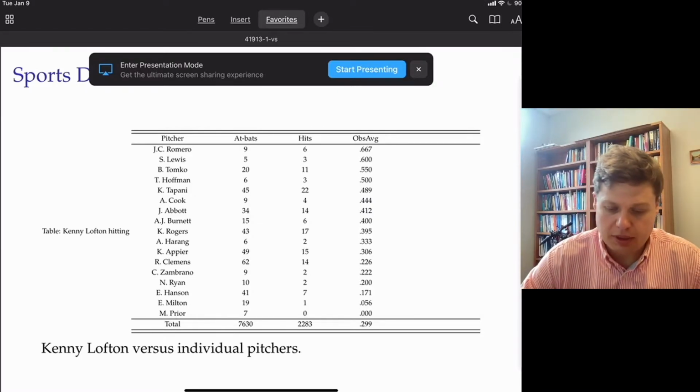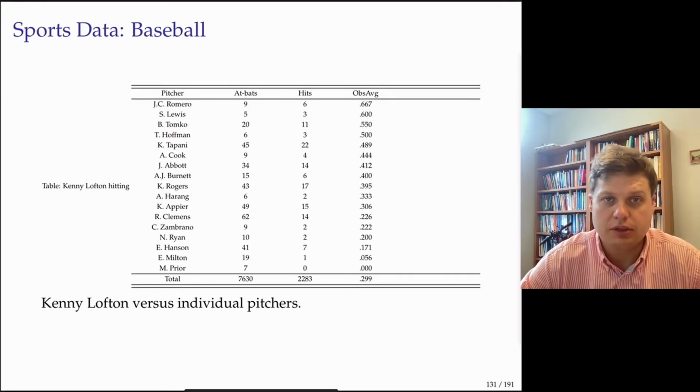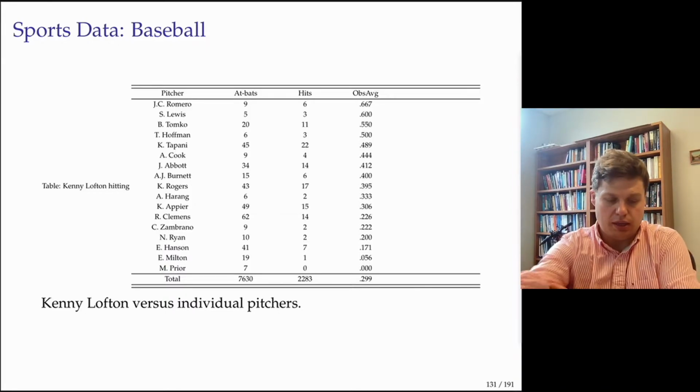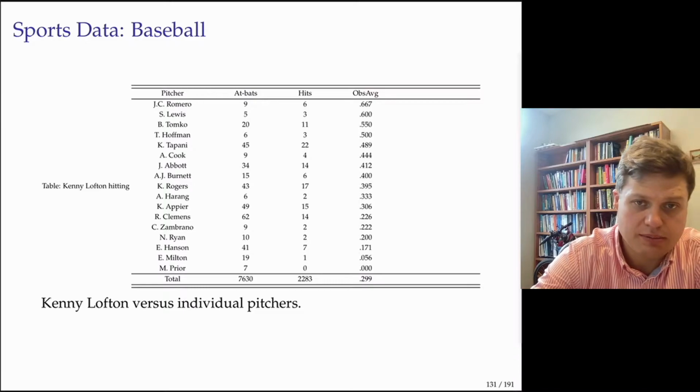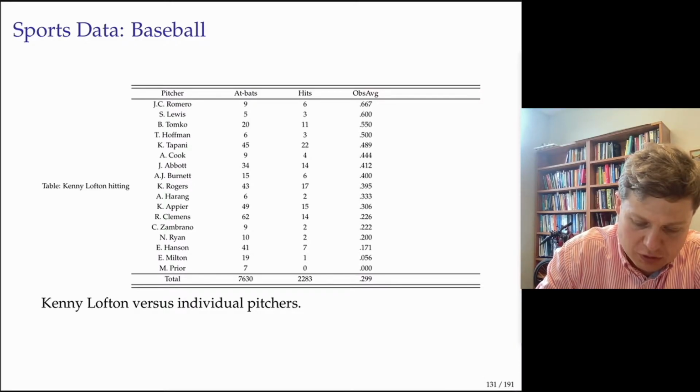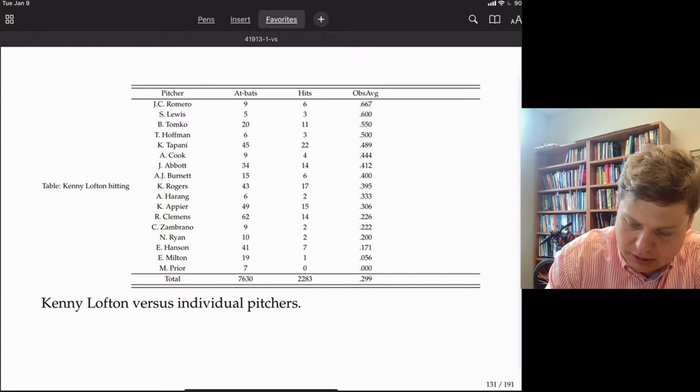Let's look at another application of it. We'll look at the Kenny Lofton example. Kenny Lofton was a batter, and here are his outcomes for hitting against different pitchers. So this is the list of pitchers.